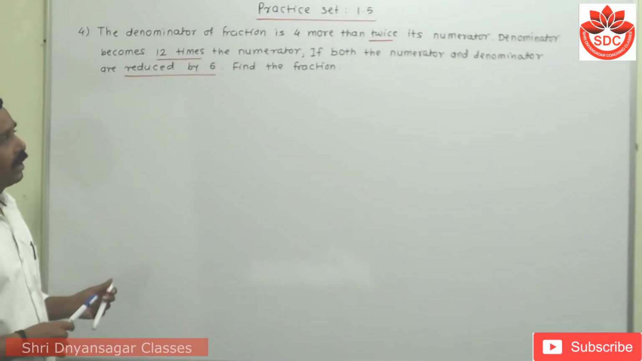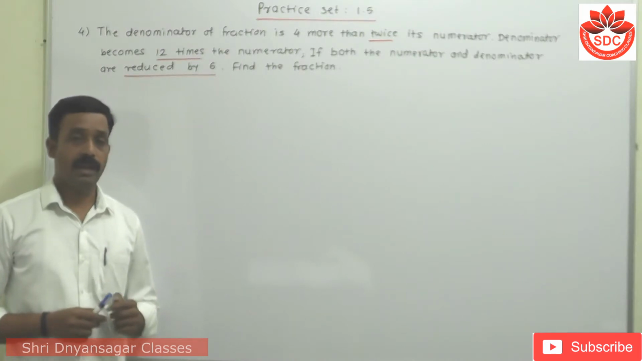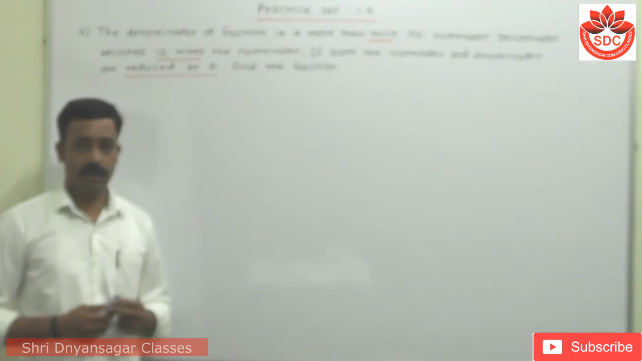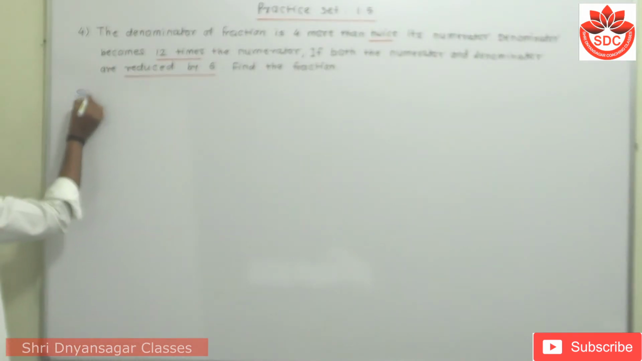Now student, here we take its numerator as one variable and denominator as one variable. Then we have to also write the original fraction. Now here is its solution.